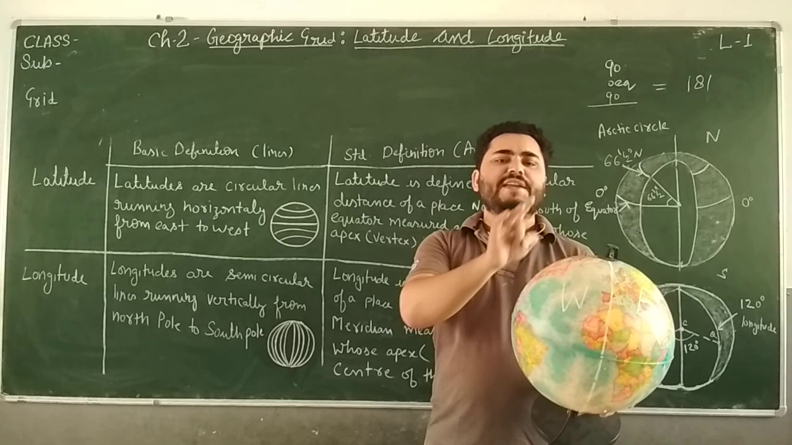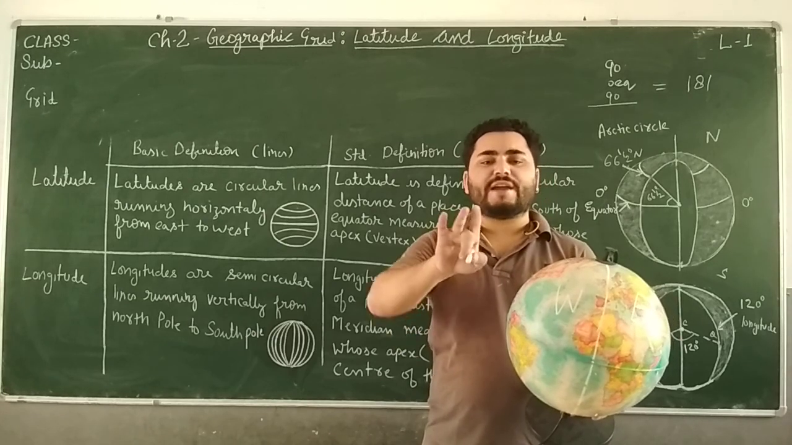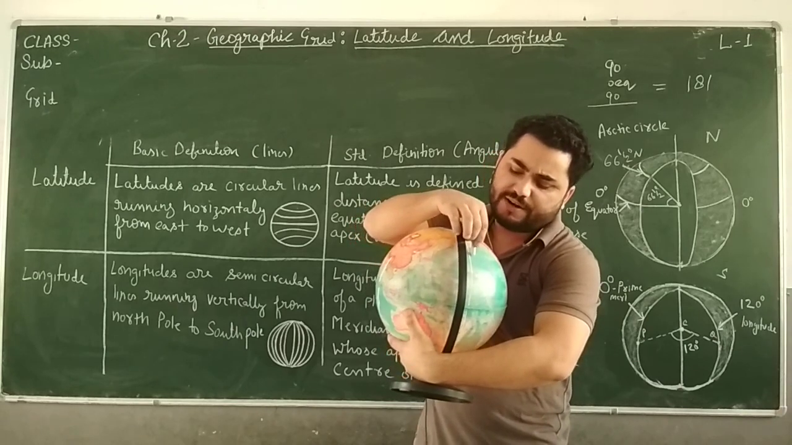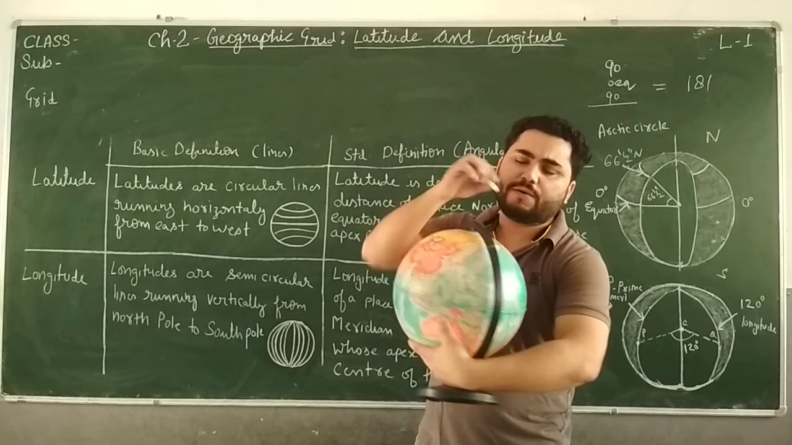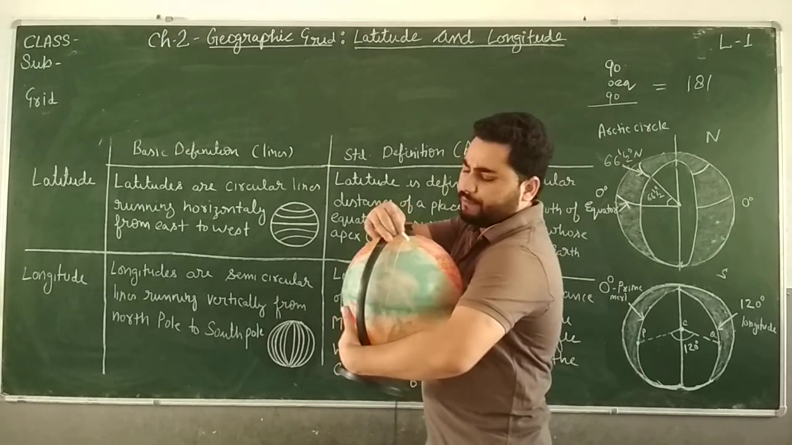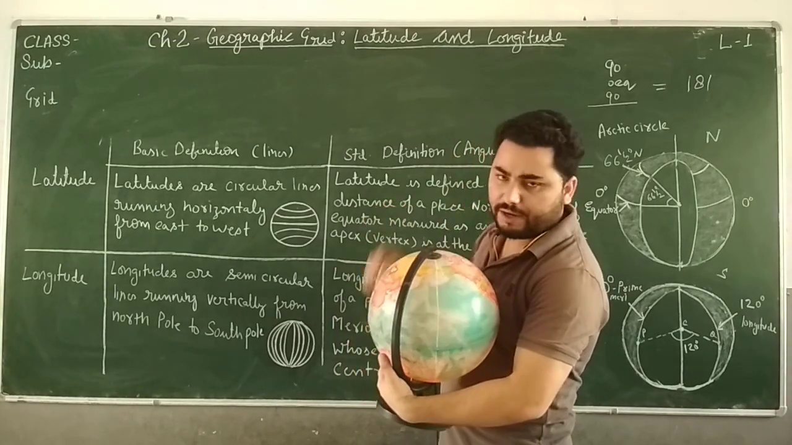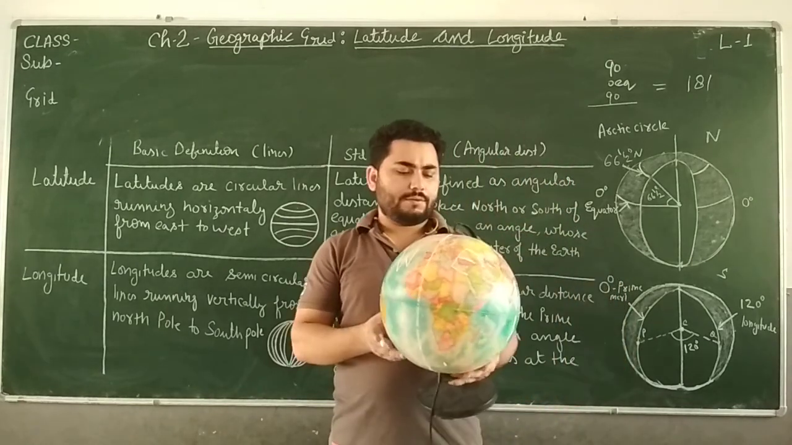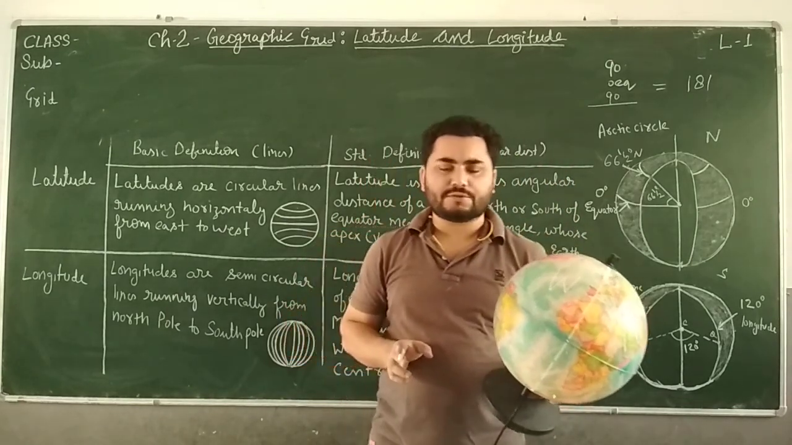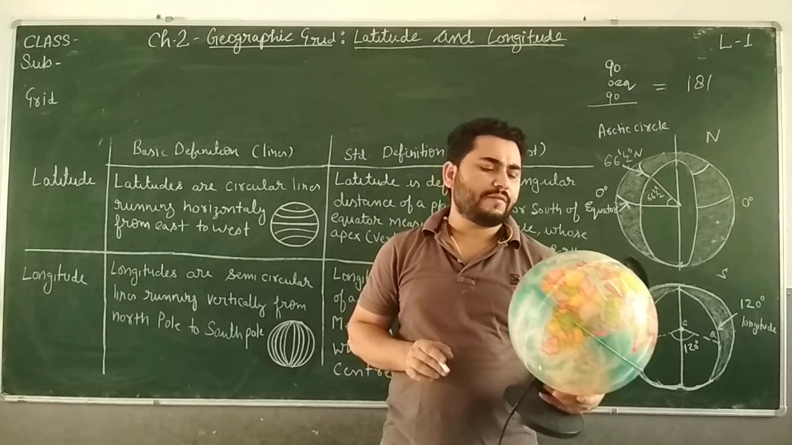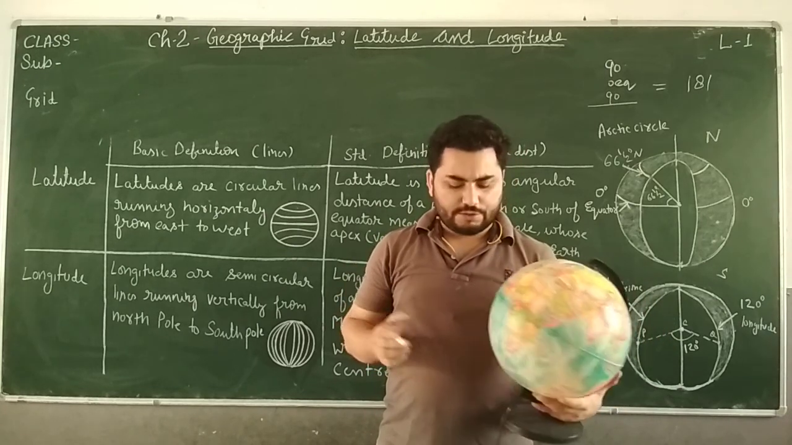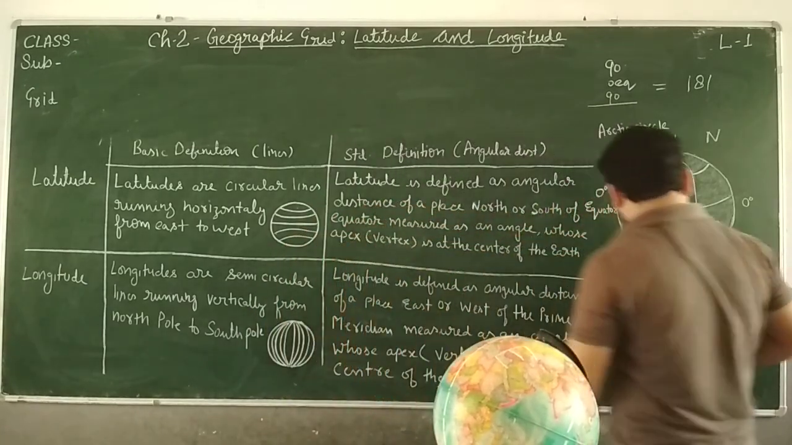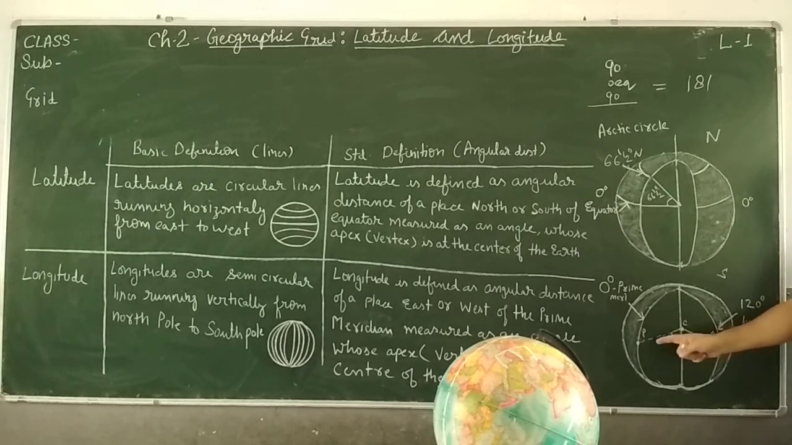If someone says 180 degree east and 180 degree west, these both lines are the same, they are meeting at this line, here. So 179, 180, 179, 180, you can see here if it is visible to you. This is also called the international date line, IDL, that we will study afterwards. So this was the concept of angular distance, how we are measuring angular distance this way.